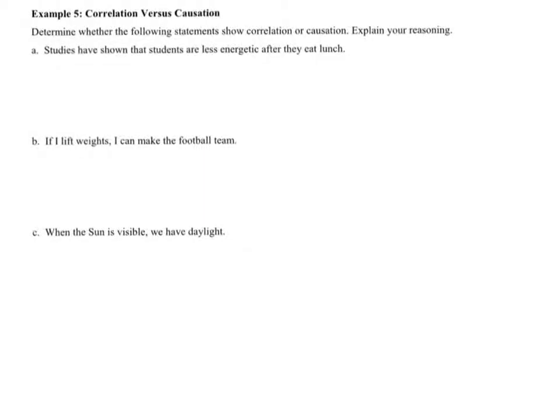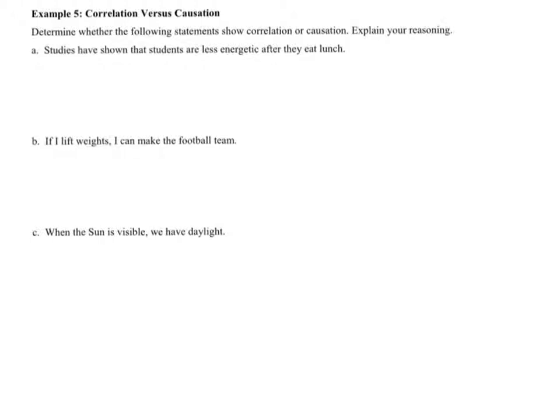In example 5, we're going to be determining if each of the statements shows correlation or causation, and we'll talk about why that is. So a good way to determine if it's causation is to see, is there another alternative that could be causing the situation? If there is another alternative, it's going to be a correlation. If there isn't, then it's going to be causation.